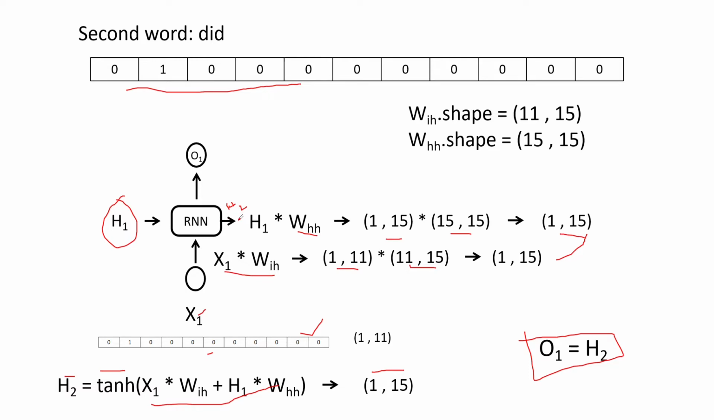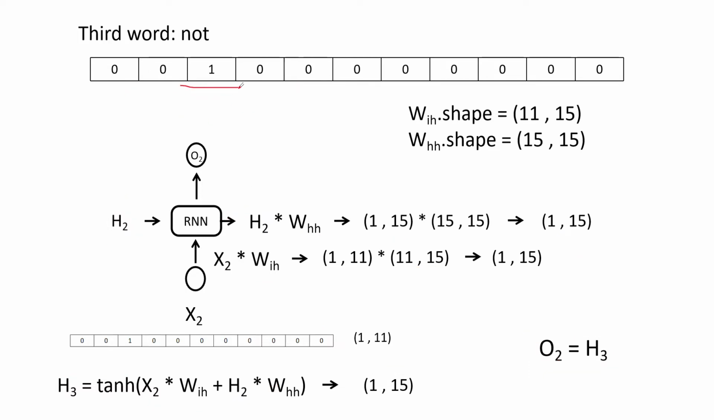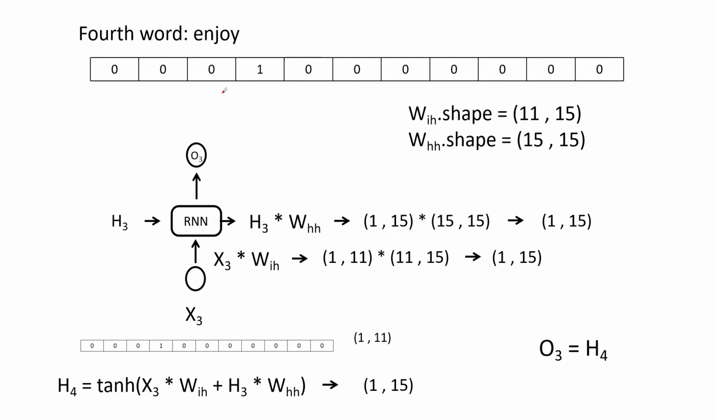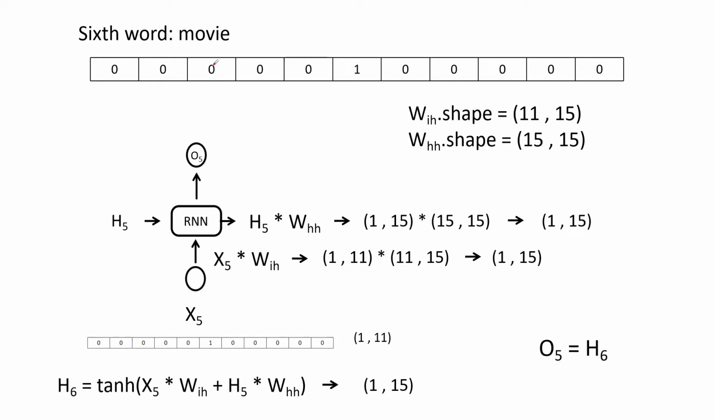And now let me quickly go through all of them. The third word is not. Again, the embedding for not is here. It will be multiplied by WIH. And then h2 will be coming from the previous timestamp. Then h2 will be multiplied by WHH. Again, the dimensions are the same. And then they will be added over here, tanh will be taken, and we'll get h3. So O2 equals h3. Similarly, the fourth word, the same thing will happen again. The fifth word, again the same thing will happen. And the sixth word, movie, the same thing will happen.